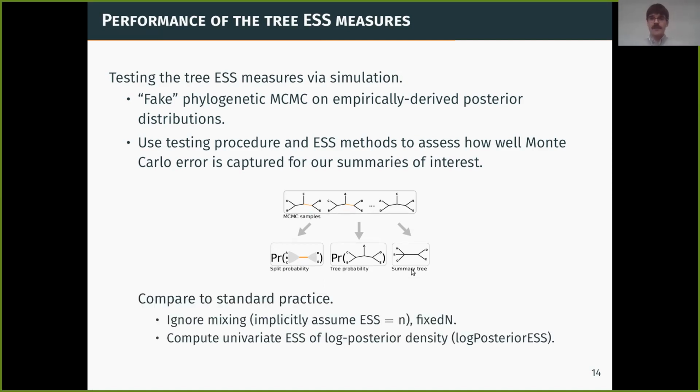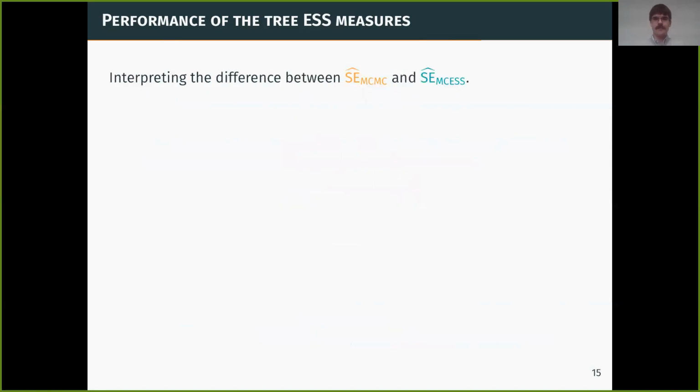Now, we're also going to compare to standard practice, which is admittedly not the greatest. Two things you commonly see in the literature are ignoring the mixing of the tree, which I would say implicitly assumes that the effective sample size is the number of samples, and using some sort of proxy, almost exclusively the univariate ESS of the log posterior density, which is also not great because that is pretty decoupled from the tree. Posterior distributions contain many parameters, and so that's pretty far off on the mixing.